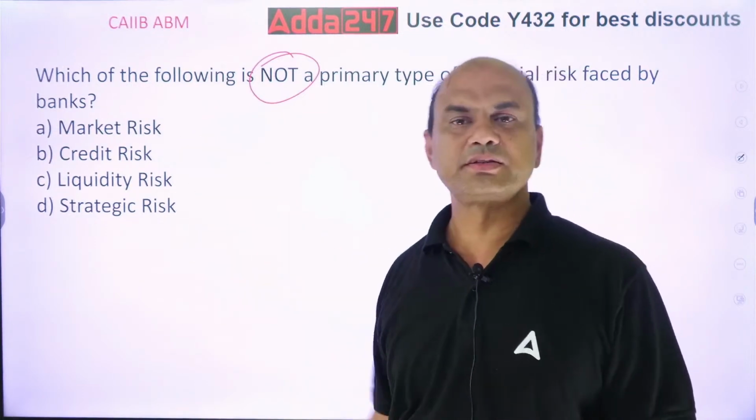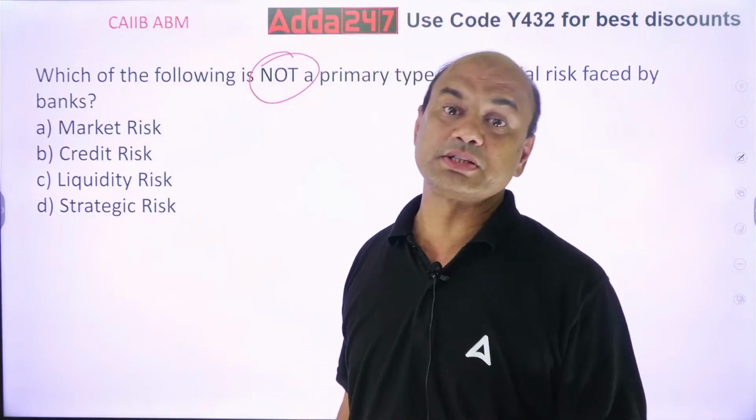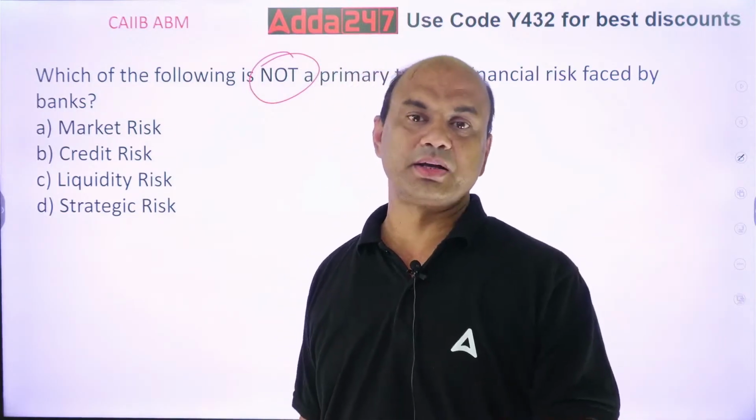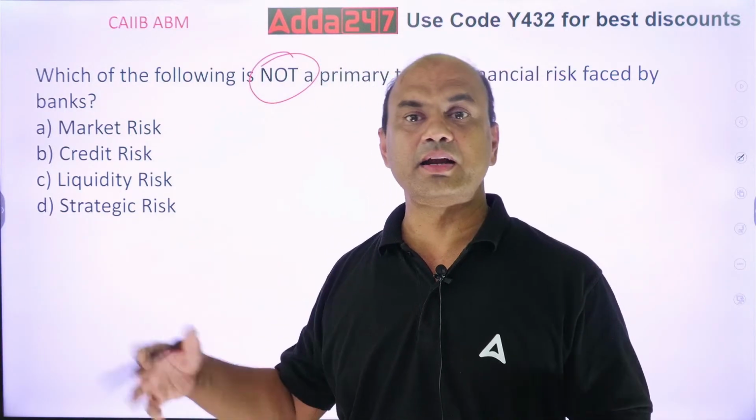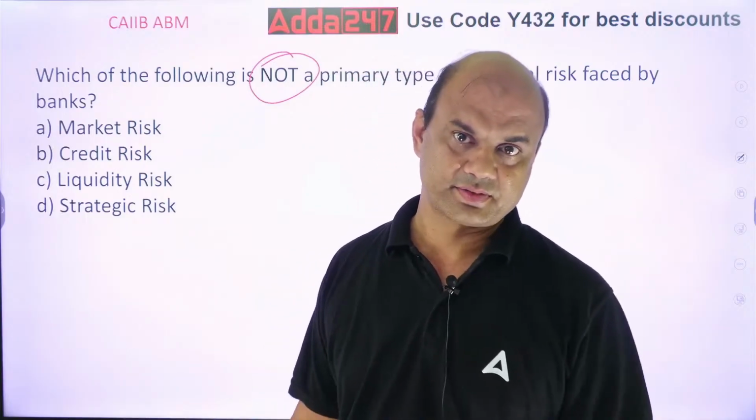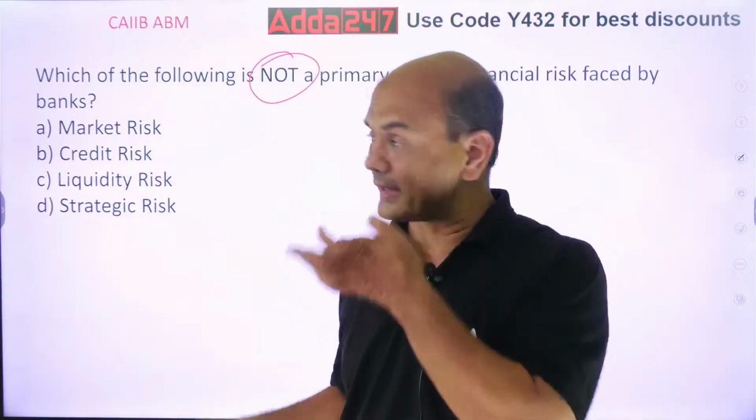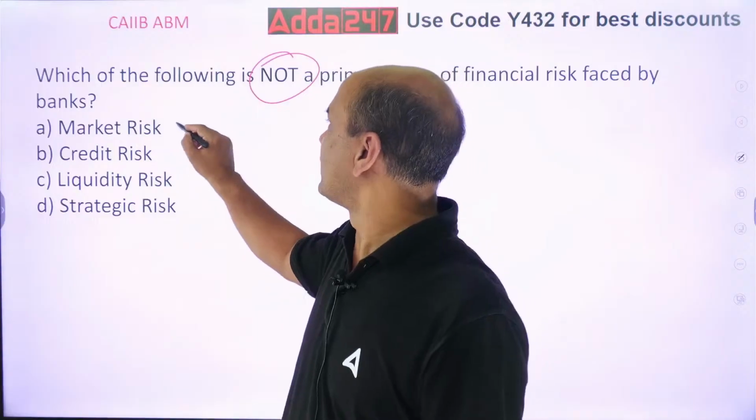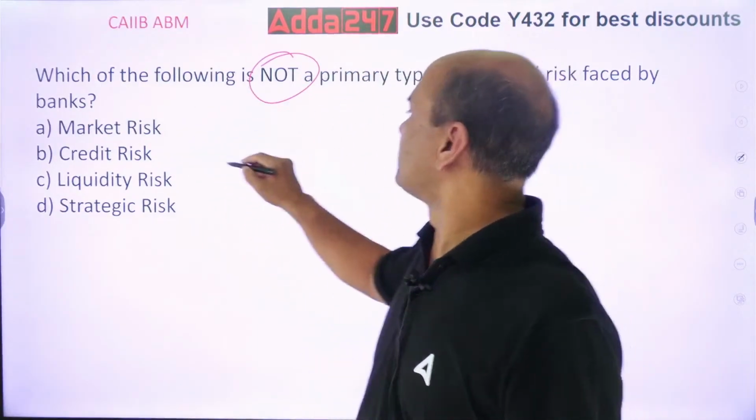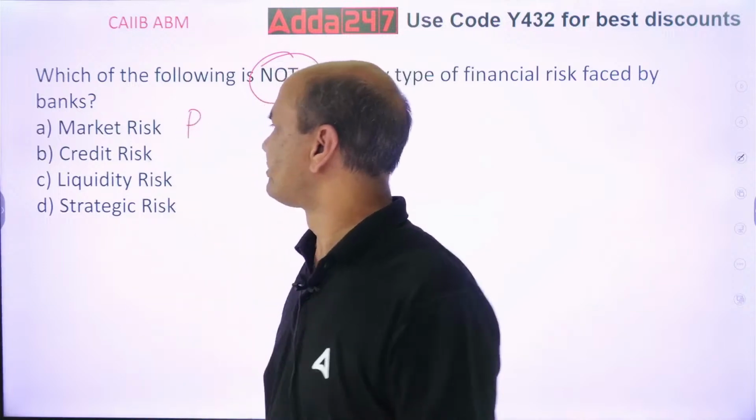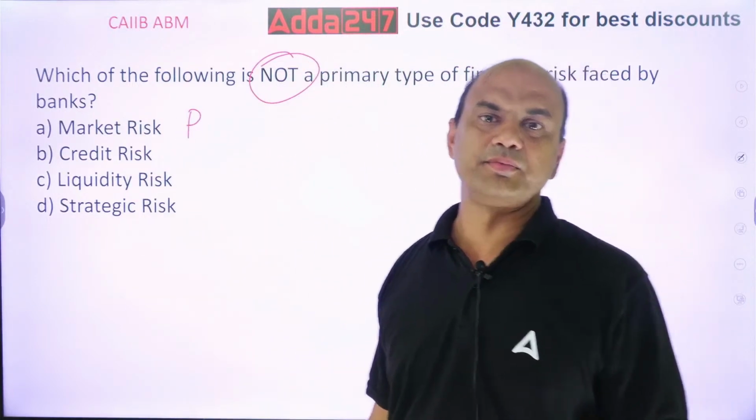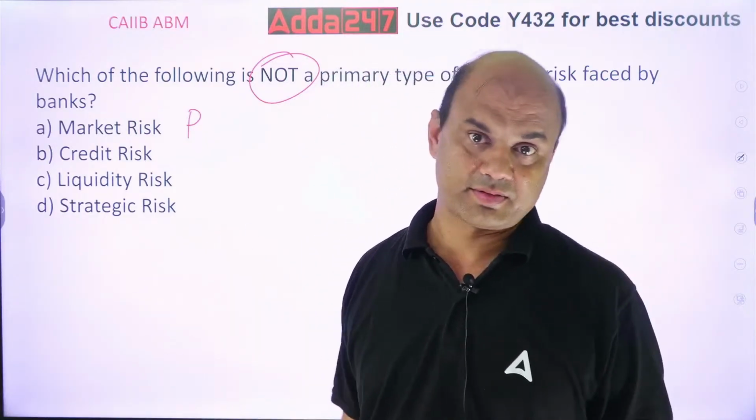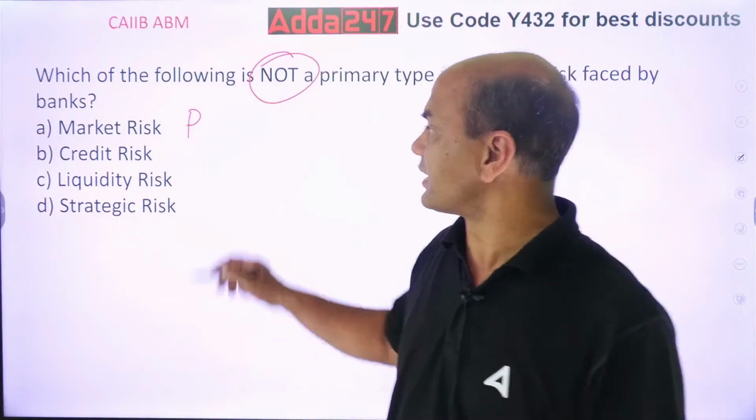What is market risk? Market risk means any risk which is not in your hands. USA attacking somebody, Russia attacking somebody, China attacking somebody, and the oil prices rise. It is not in your hands, but your financial loss will be there. So this is a primary type of financial risk. Credit risk means I give the loan to somebody and that person never pays back, default. So that is again a primary type.